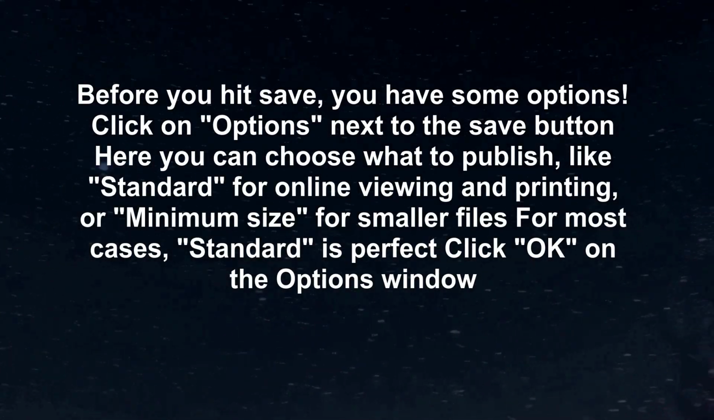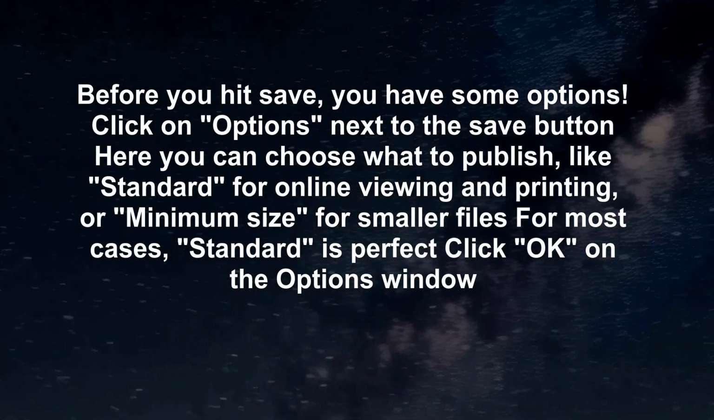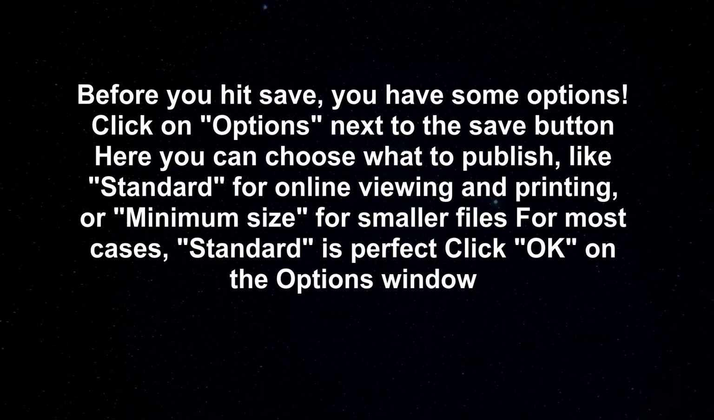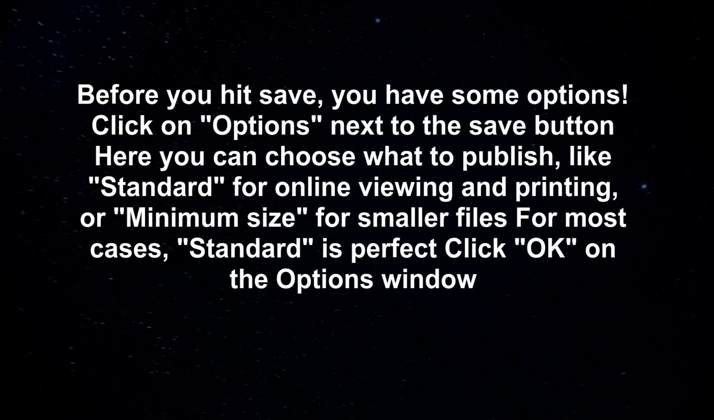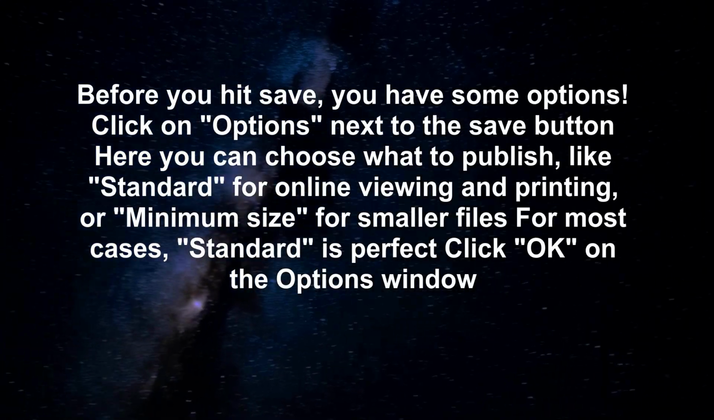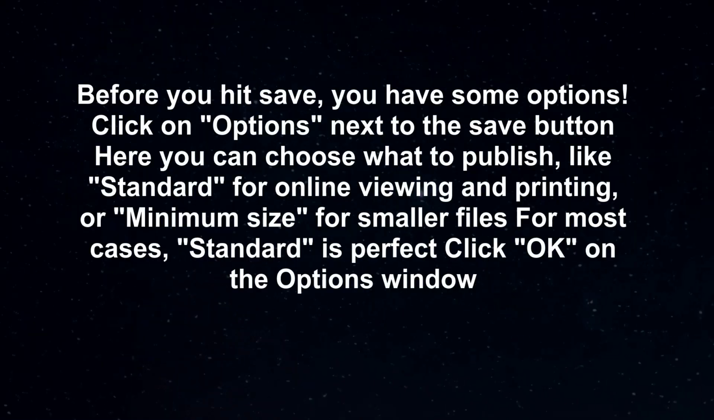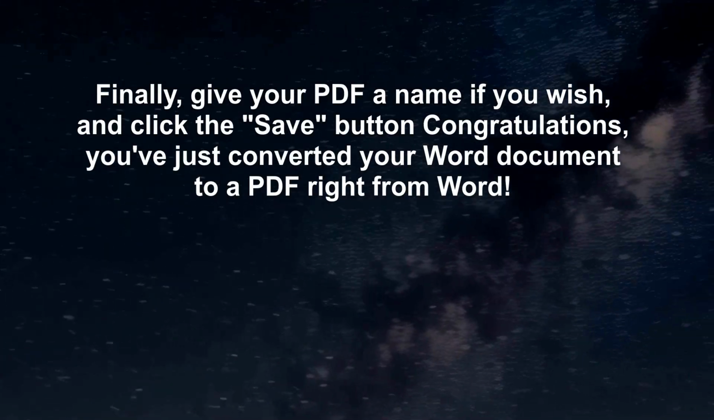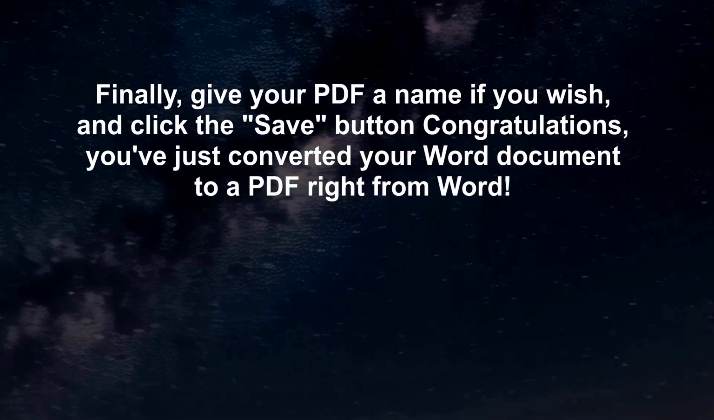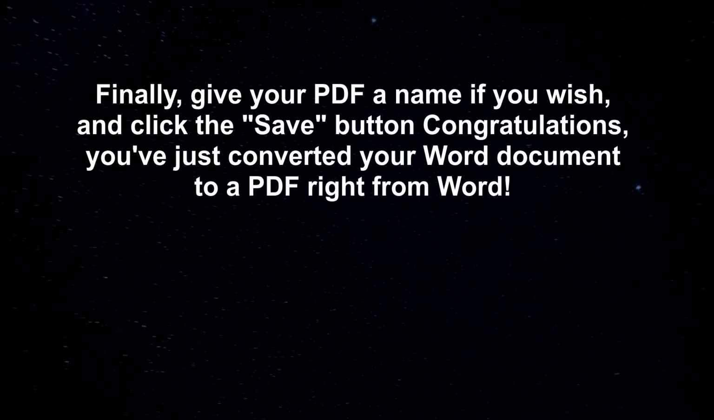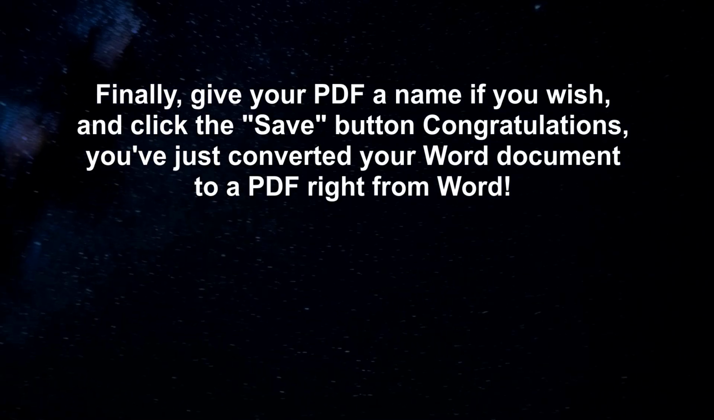Before you hit Save, you have some options. Click on Options next to the Save button. Here you can choose what to publish, like Standard for online viewing and printing, or Minimum size for smaller files. For most cases, Standard is perfect. Click OK on the Options window. Finally, give your PDF a name if you wish, and click the Save button. Congratulations! You've just converted your Word document to a PDF right from Word.